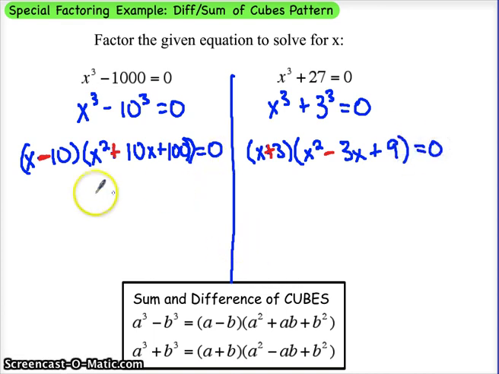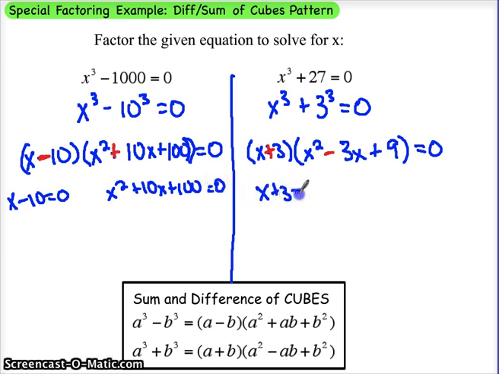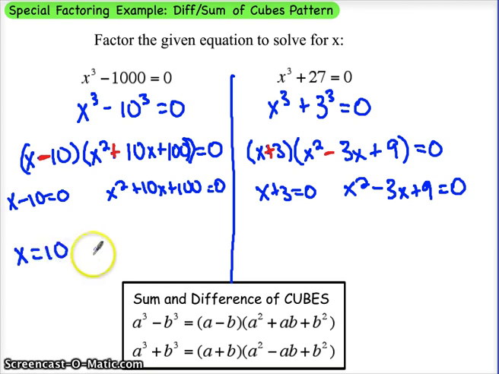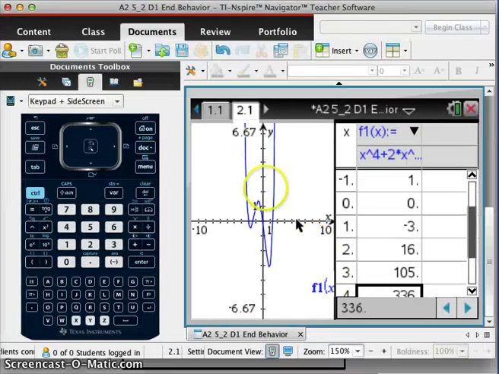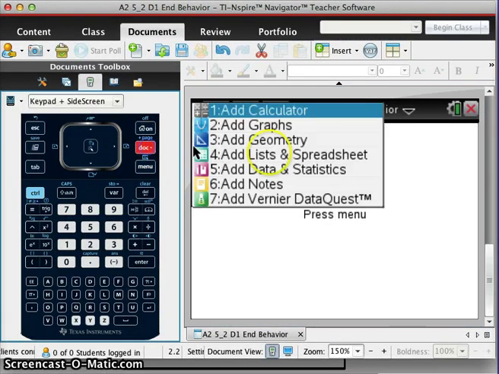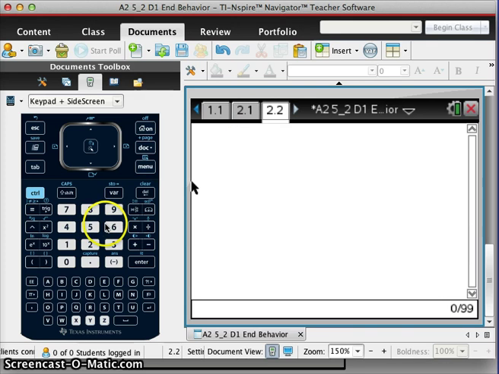Now we have a way to solve. So let's go ahead and split them up. Either x minus 10 could have been 0, or x squared plus 10x plus 100 could have equaled 0. Same thing on this side. x plus 3 could equal 0, or x squared minus 3x plus 9 could equal 0. And finally solve. x could equal positive 10, or, and since this is quadratic, I think our best way to go about this is probably just going to be to go ahead and use polyroots.